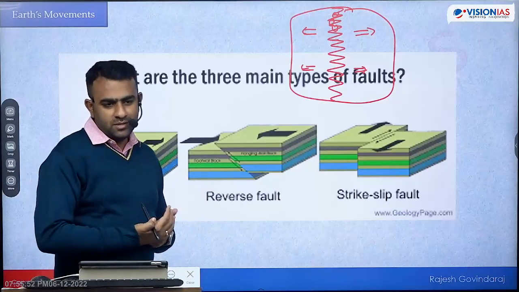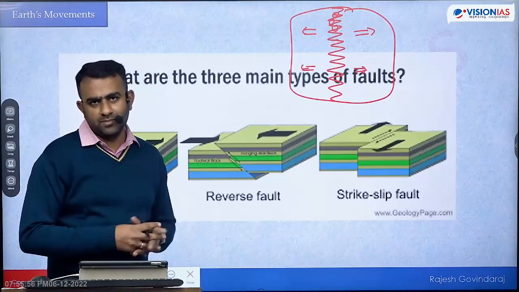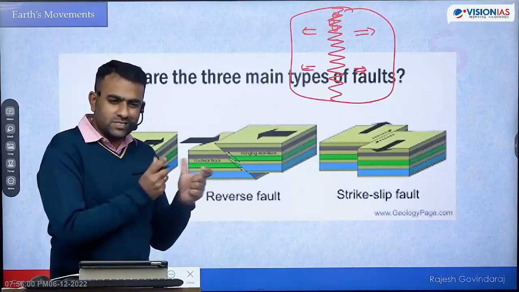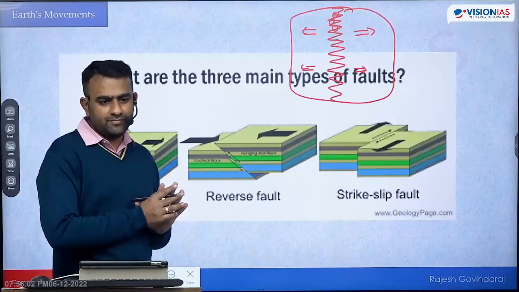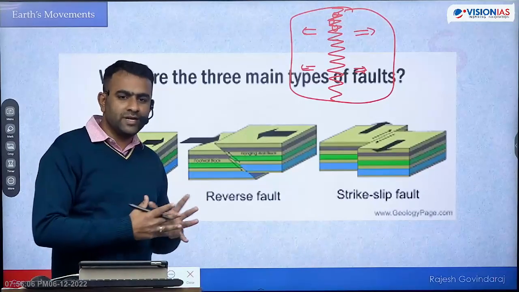Wherever different blocks have formed, if they are moving towards each other, it becomes a reverse fault. If they are moving away from each other, it is a normal fault. If they are moving across each other, it is a transform fault, simple, right? So fault is just one part of it. It happens over a very large area.